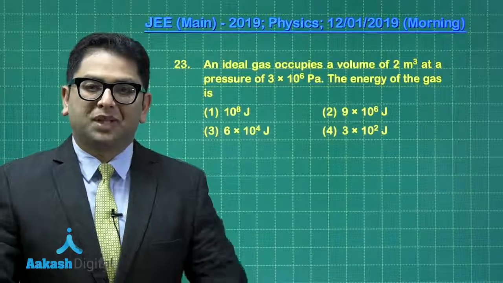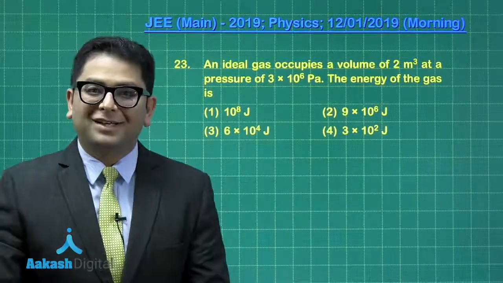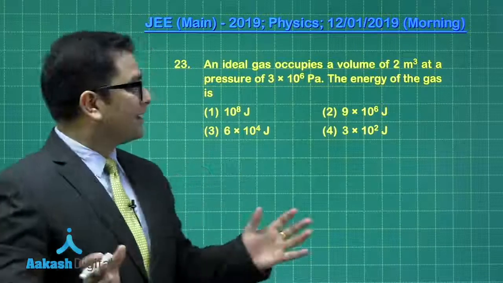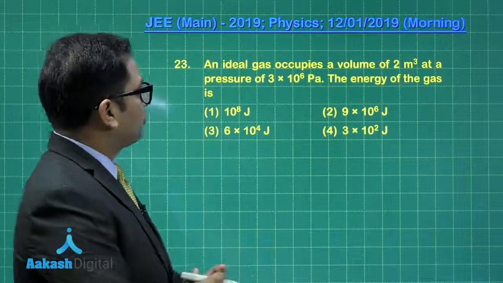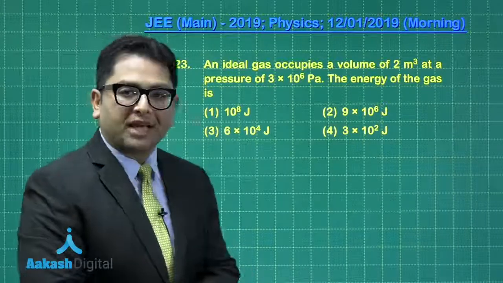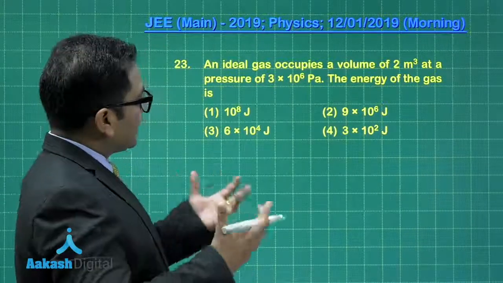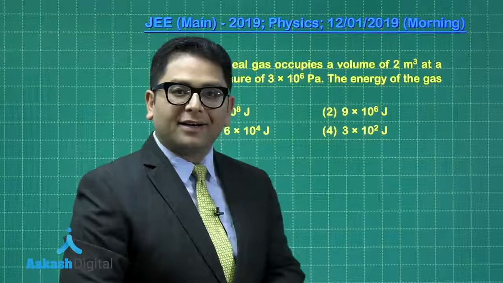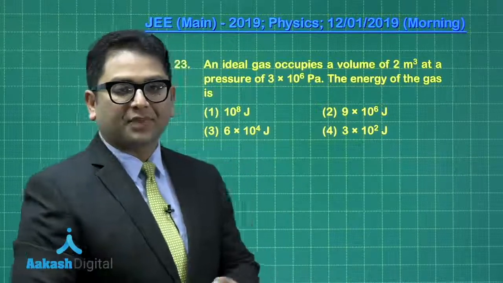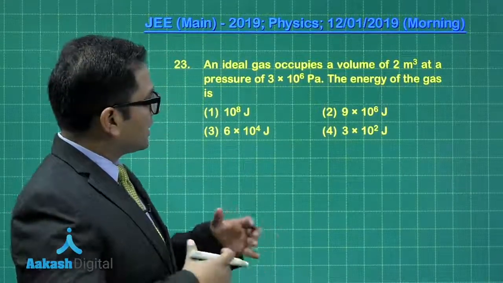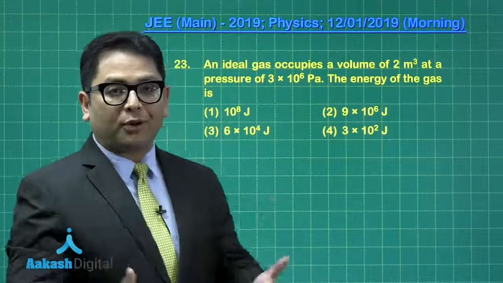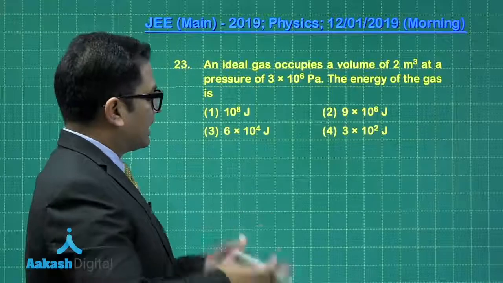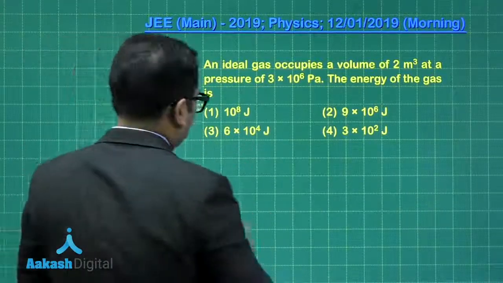23rd question, a straightforward question from kinetic theory of gas, and here it is. An ideal gas occupies a volume of 2 meter cube at a pressure of 3 megapascal, and we need to calculate the energy of the entire gas sample. So here you need to understand the nature of the gas is not given, whether it's mono, di or poly, but in that case we give the preference to monoatomic.